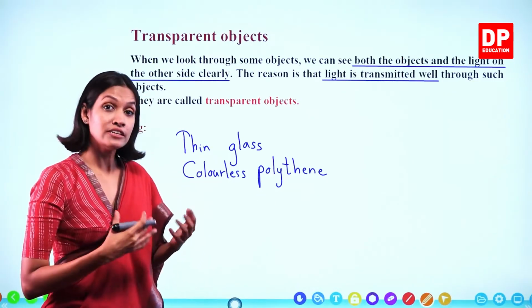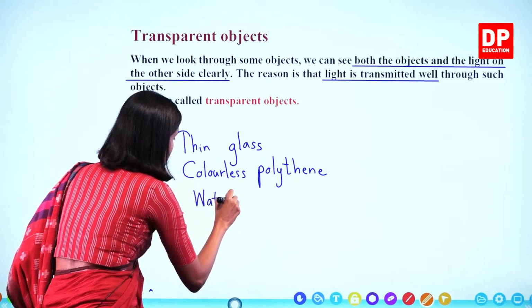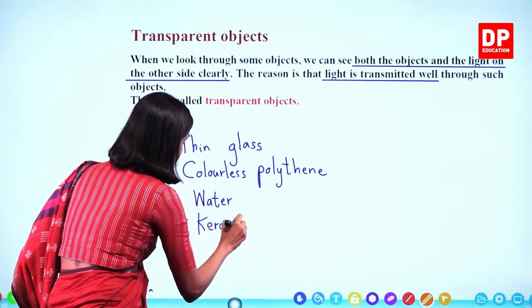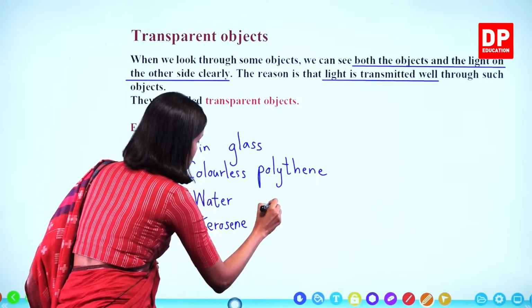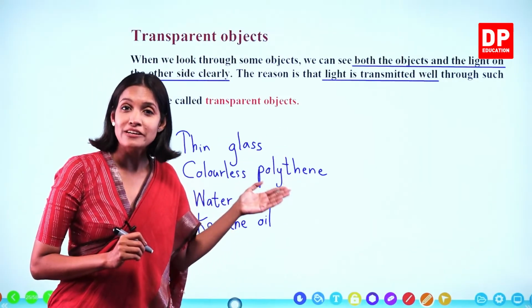We can write liquids too, right? We can write water, kerosene oil. So these are coming under transparent materials.